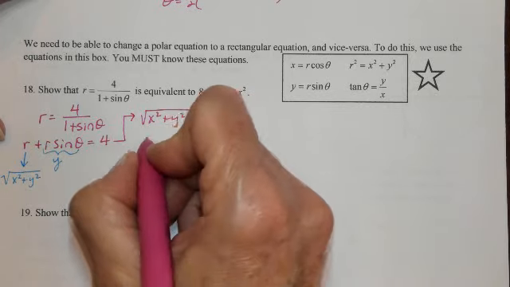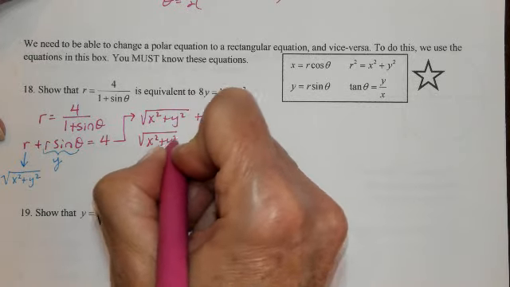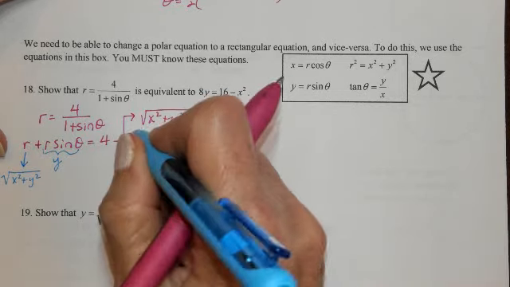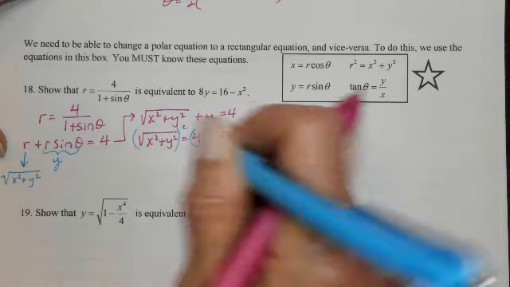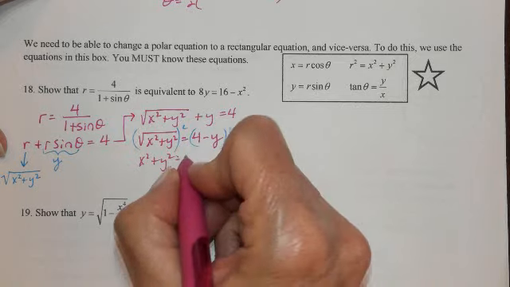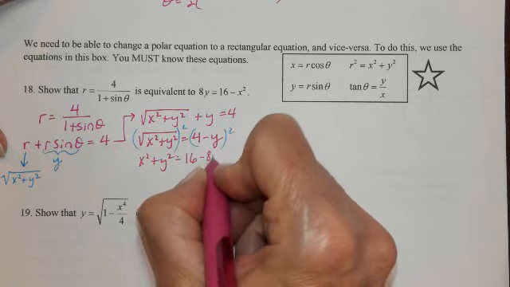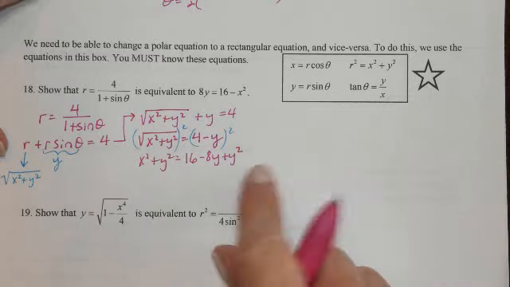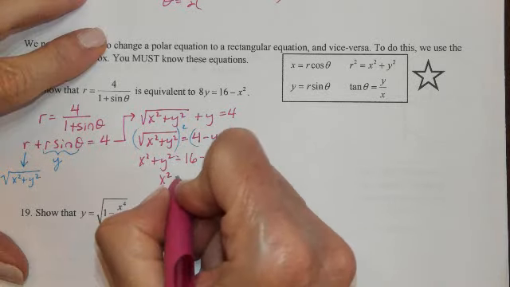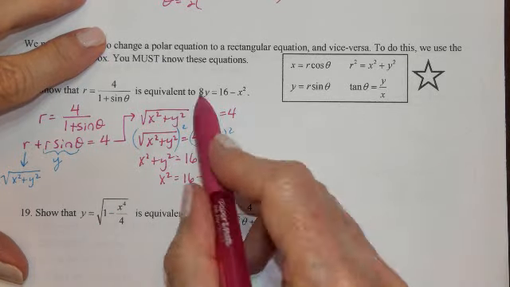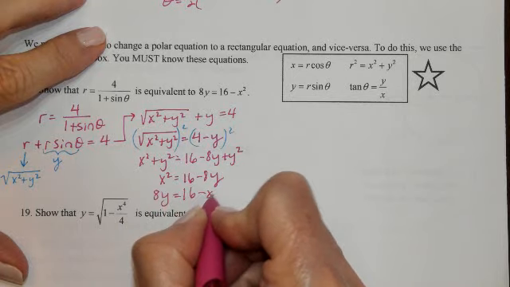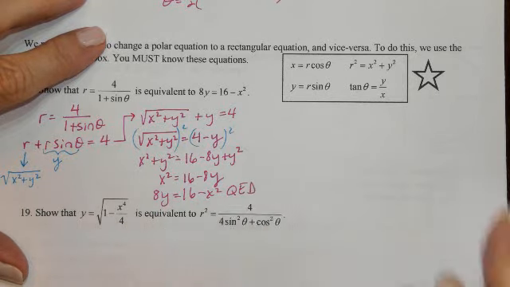I need to do something to that to get it to look like this. So I'm going to isolate my square root. And now I'm going to square both sides. So I'll have x squared plus y squared. And now I square this binomial. Don't get lazy. 16 minus 8y plus y squared. The y squareds are going to cancel out, right? So I'll have x squared is 16 minus 8y. We're almost there. I'm going to move the 8y over, and I'm going to move the x squared over. And now I've done it. QED. I've shown it.